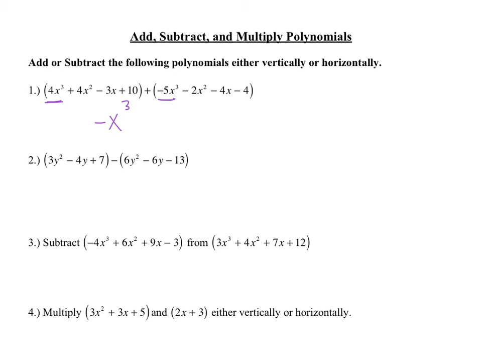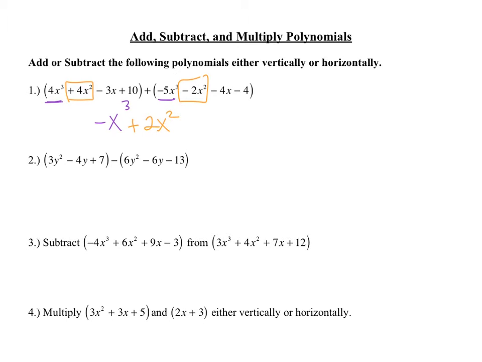And then the next term that I have is a 4x squared. And I'm going to add to that a negative 2x squared. 4 plus a negative 2 is a positive 2x squared.